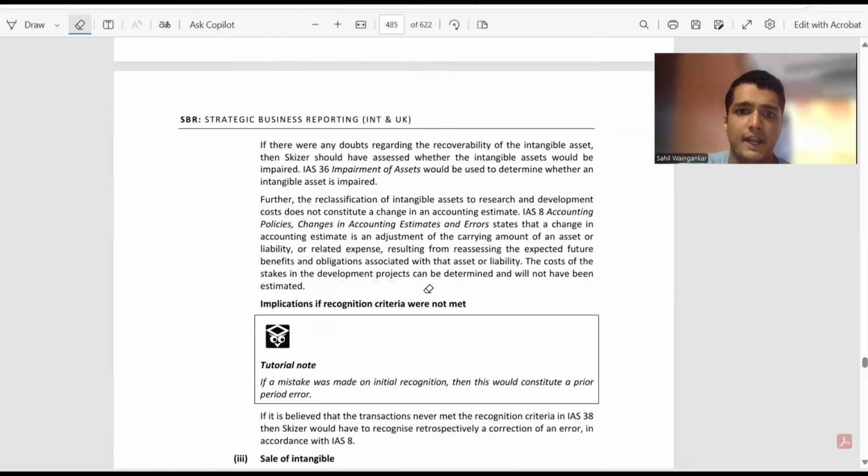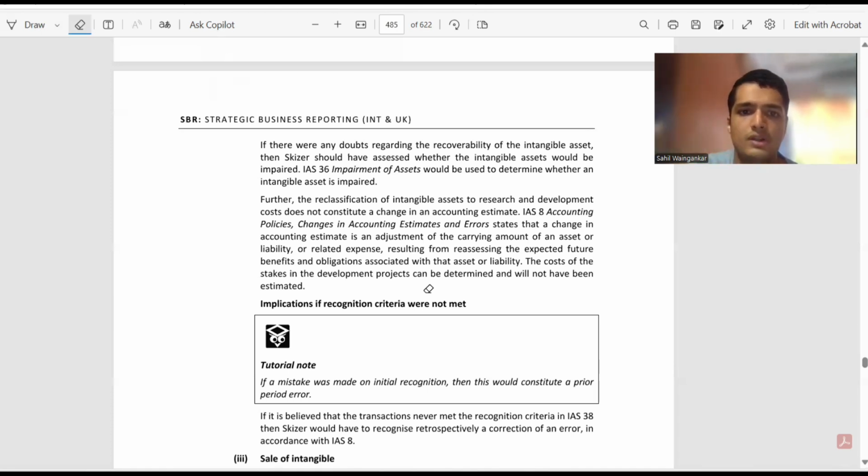If there were any doubts regarding the recoverability of the intangible asset, then Skizer should have assessed whether the intangible assets would be impaired. Oh, I did not say impairment, but it's okay. Skizer should have assessed whether the intangible asset would have been impaired. IAS 36 impairment of assets would be used to determine whether an intangible asset is impaired. Further, the reclassification of intangible assets to research and development cost does not constitute a change in accounting estimate.